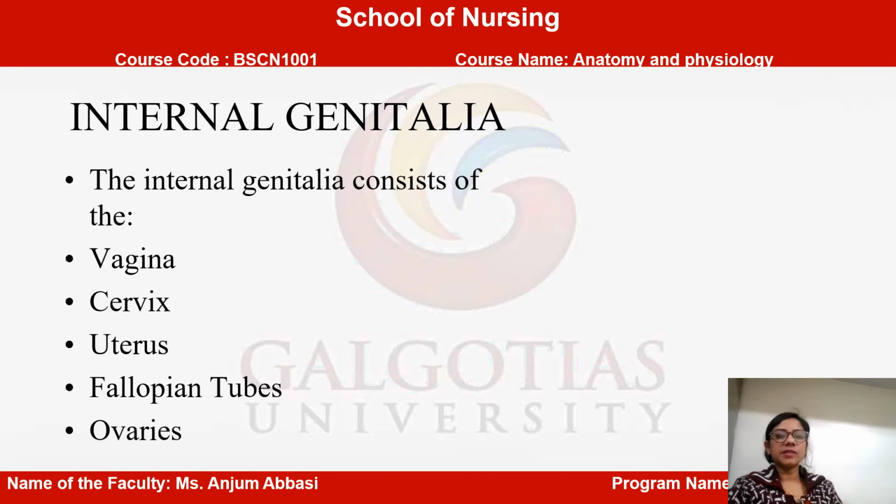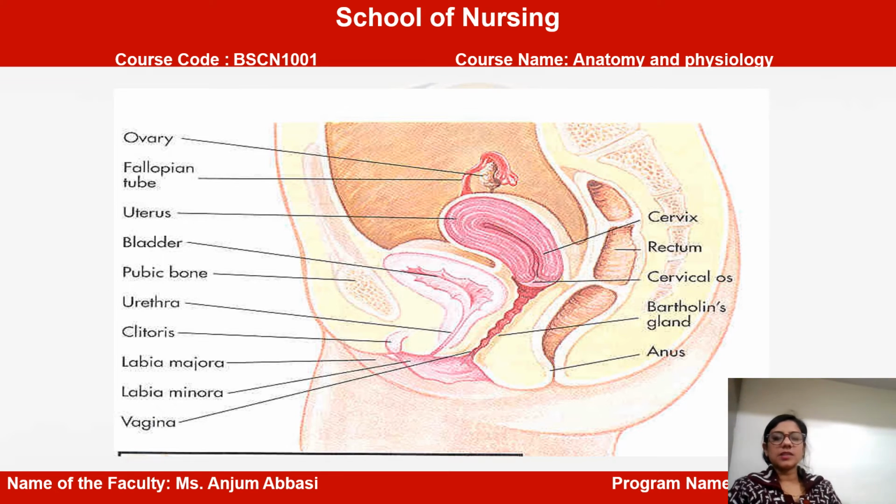So students, next is internal genitalia. The internal genitalia consists of many parts, that is vagina, cervix, uterus, fallopian tubes and ovaries. In this slide you can see where the ovary is present. As this is a labeled diagram, you can easily correlate the things. You can see the ovary, fallopian tube, uterus, bladder, pubic bone, urethra, clitoris, labia majora, labia minora, vagina, Bartholin's gland, anus, cervical os, rectum and cervix.